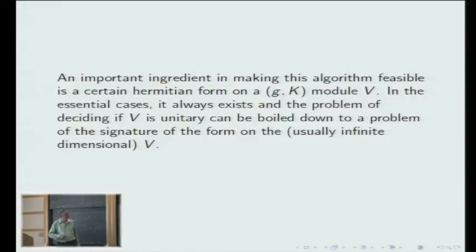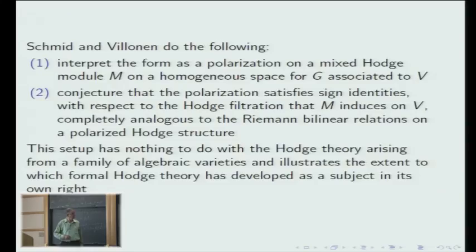And what they have found is that there's a certain Hermitian form, which I won't describe, and the question of deciding when something is unitary can be boiled down to knowing something about the signature of this Hermitian form. What Schmid and Vilonen do is interpret the form as a polarization on a mixed Hodge module. Okay? And they conjecture that this polarization satisfies the analog of the second Hodge-Riemann bilinear relations. If that's true, then you finally have the description of the unitarizable irreducible Harish-Chandra modules done using the Saito theory, the mixed Hodge module stuff.